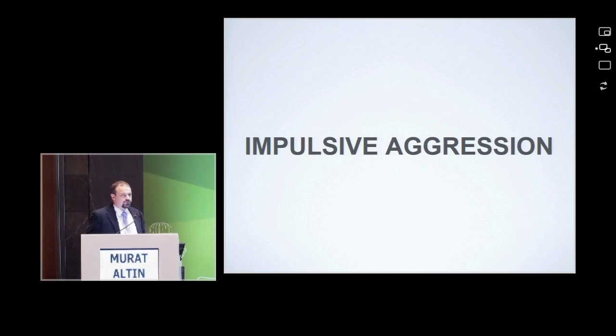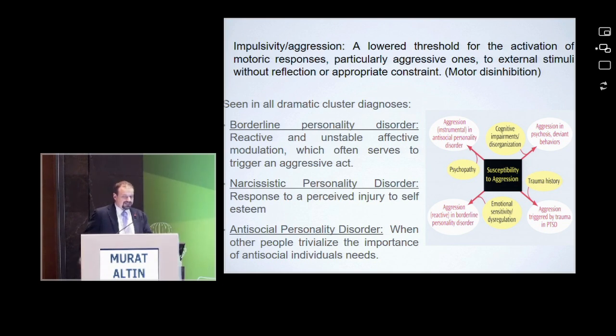The first big group is the impulsivity and aggression group. Impulsivity and aggression, actually, mean a lower threshold for the activation of motoric responses, particularly aggressive ones, to external stimuli, without reflection or appropriate constraint. It's motor disinhibition. And it has been seen in all dramatic cluster diagnoses in the B group. Yes, we do see aggression and impulsivity in all of them, but the reasons are different.